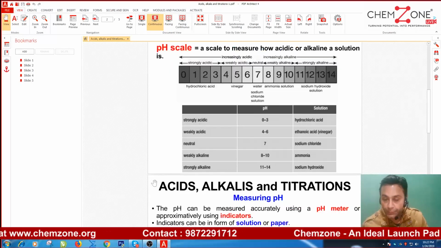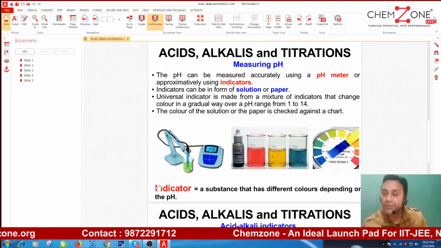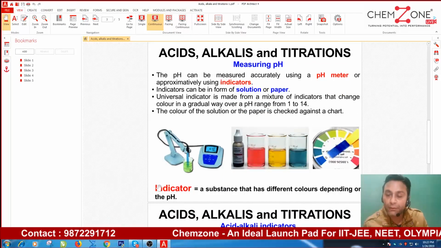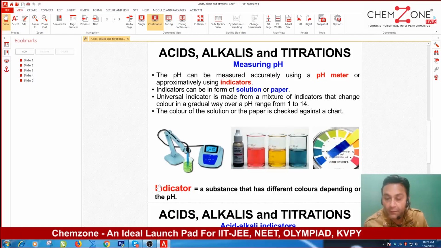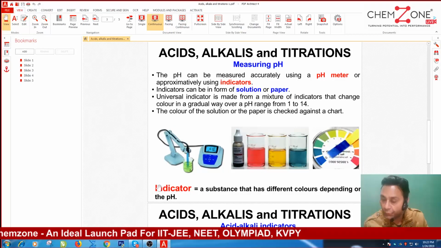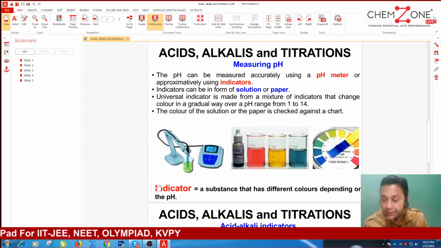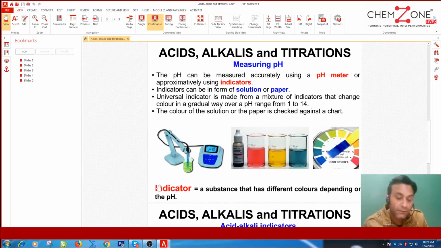So how to measure this pH? For that we use a pH meter and indicator papers. The scale is from 1 to 14, right? So an indicator is a substance that has a different color at different pH values. Right.